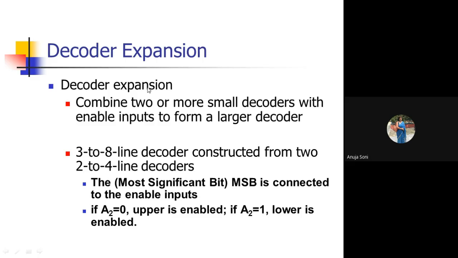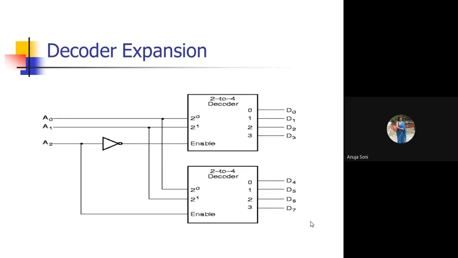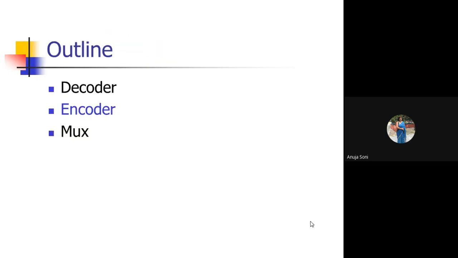What do you mean by decoder expansion? How the 2 to 4 size decoders may be connected to make them work just like a 3 to 8 line decoder. With the help of this it will work. The A2 bit, the most significant bit, will become just like an enable line, and at one moment it will be connected to your upper decoder. At another moment, whenever its value is 1, it will be connected to the lower one, and this way it will be able to work just like your 3 to 8 decoder.